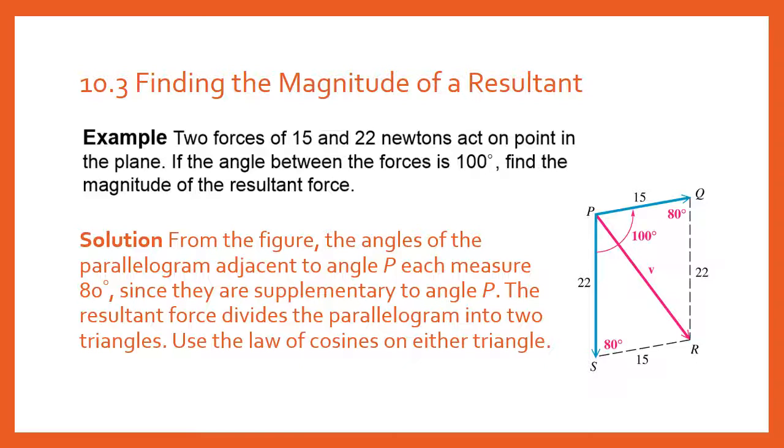The two resultant forces divide the parallelogram into two triangles, so you can use the law of cosines on the triangles. Now, we don't know the angles that P is split into, but we do have enough information in order to use our law of cosines to solve this. So V squared, magnitude of V is going to be 15 squared plus 22 squared minus 2 times 15 times 22 cosine 80, which is about 24 newtons.